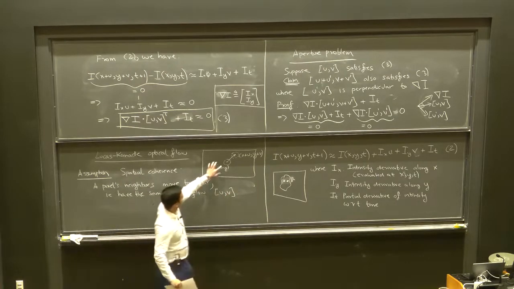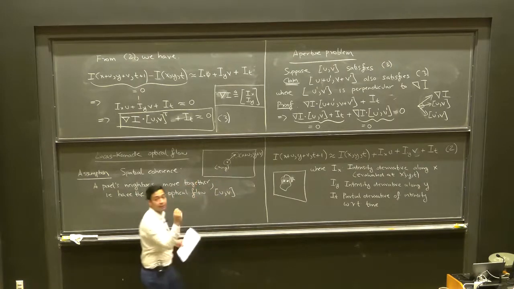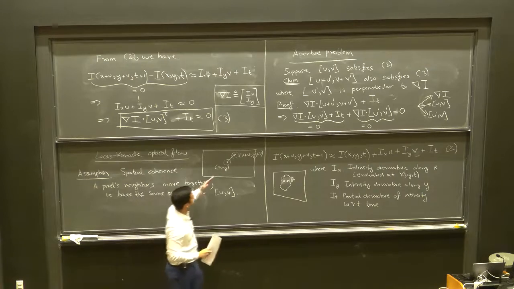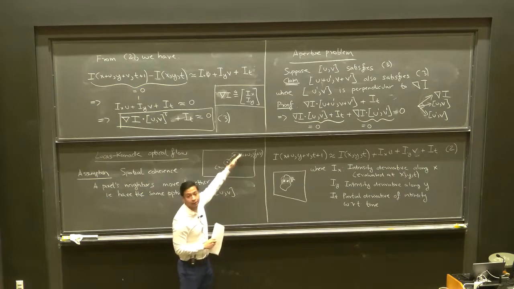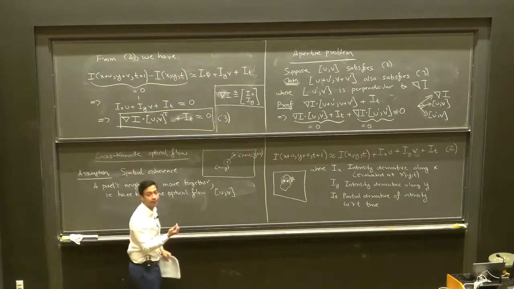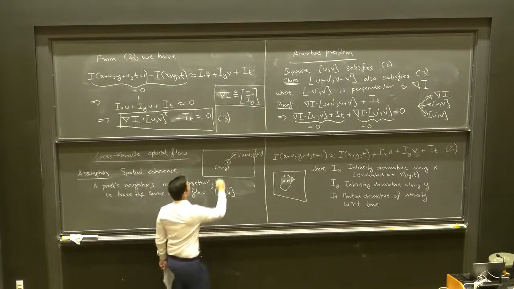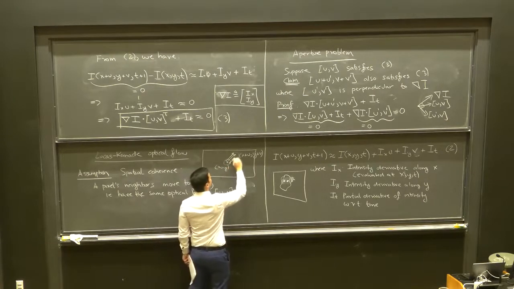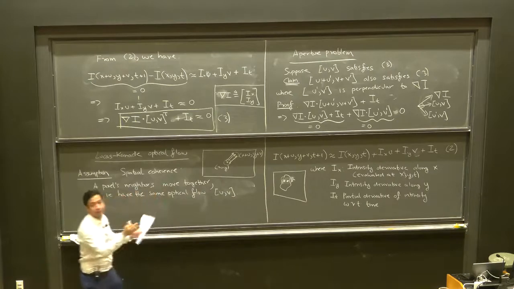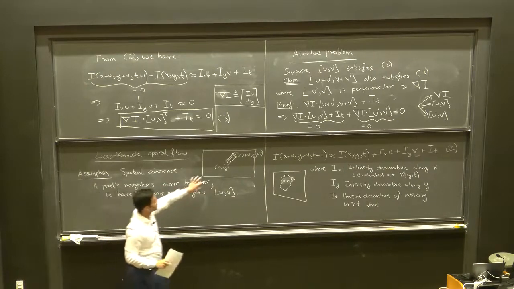If you go back to this picture, if we look at this specific pixel that's kind of in the center of the object, that has some apparent motion that's given by UV. What we're assuming is that if you look at neighboring pixels, so some pixel that's maybe over here or over here, they all have the same vector, like the same UV. This is reasonable to a certain degree.